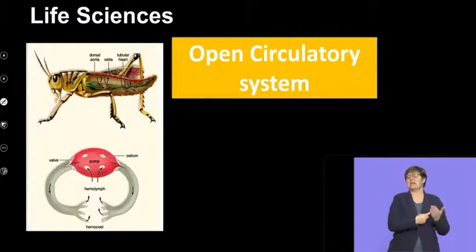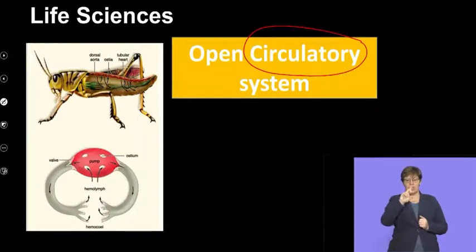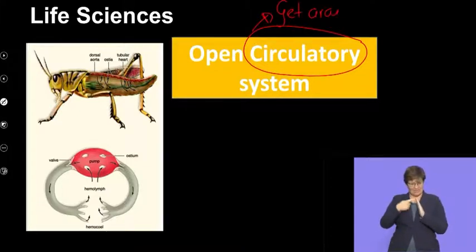Now, what we're talking about, what is a circulatory system? What do you do when you circulate? You get around, okay? That's exactly when you circulate at a party or whatever, you're going from person to person.